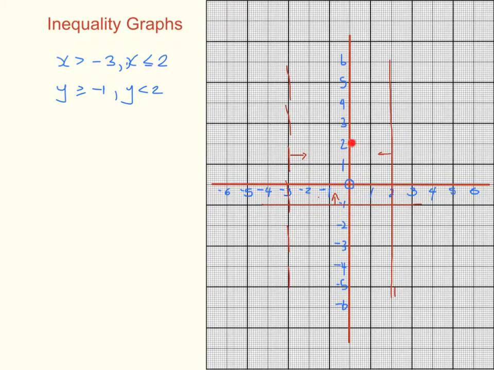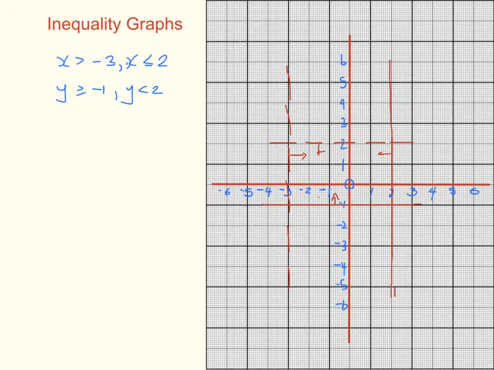And last of all, we've got y is less than 2. So y is equal to 2 on this line. And because there's no equal to, we're going to go for a broken line on that one. So broken line going straight across there. Less than 2 means that we're looking for all the numbers below that line. So I'll put a little arrow there to tell me I'm shading below that line.